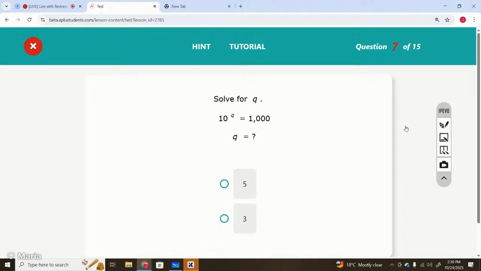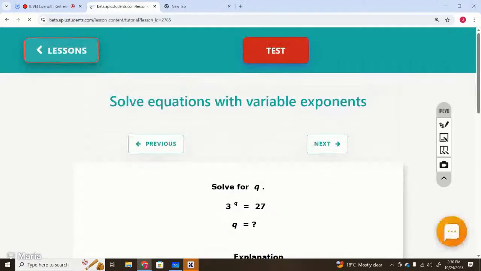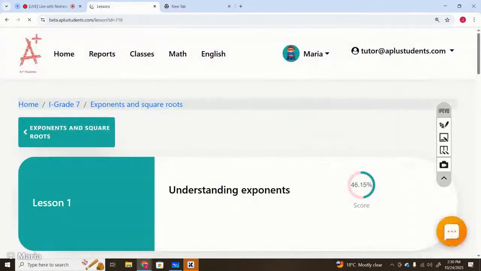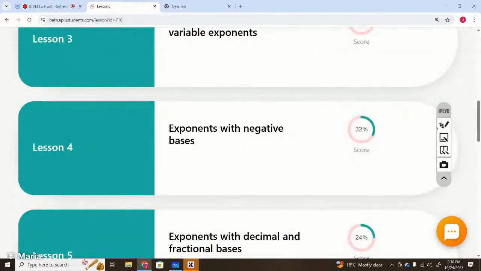Okay, you can complete the lesson by yourself later today. Let me just move on to next lesson. The next lesson is exponents.